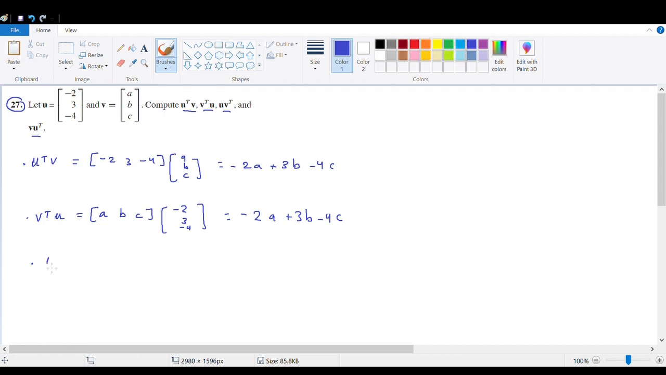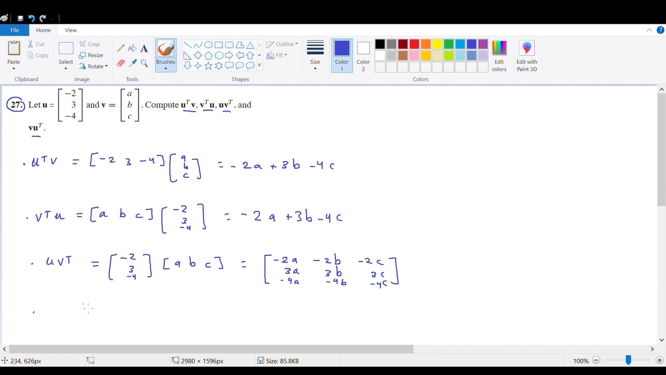Now we have u v transpose, that means the vector u, -2, 3, -4, multiplied by v transpose, which is a, b, c. This will give us first row with first column, first row with second column, first row with third column, which gives -2a, -2b, -2c. Similarly, the second row with the first, second, and third columns will give us 3a, 3b, 3c, and the last one -4a, -4b, -4c.